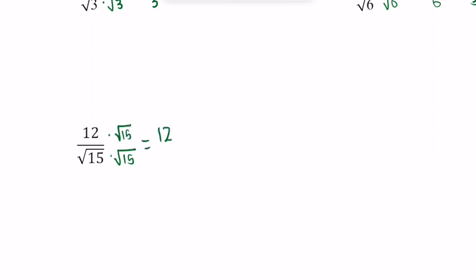This leaves us with 12 square root of 15 on the top. And thinking of our shortcut, the square root of 15 times the square root of 15 is 15 on the bottom. Focusing on the parts that are not under the root, 12 over 15 we could reduce by dividing both of those parts by 3. And we end up with 4 square root of 15 over 5.